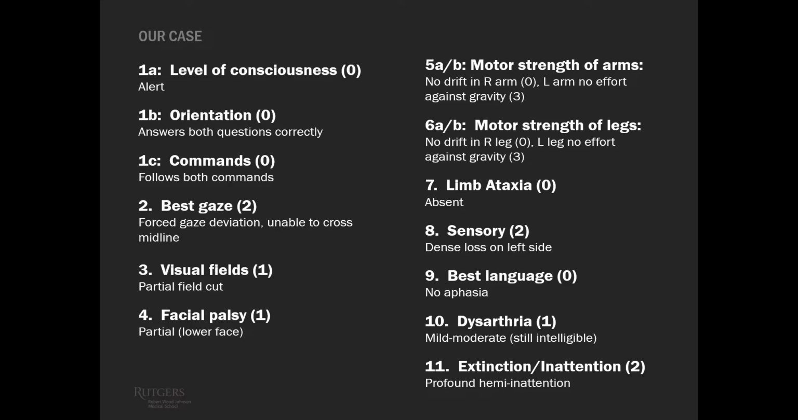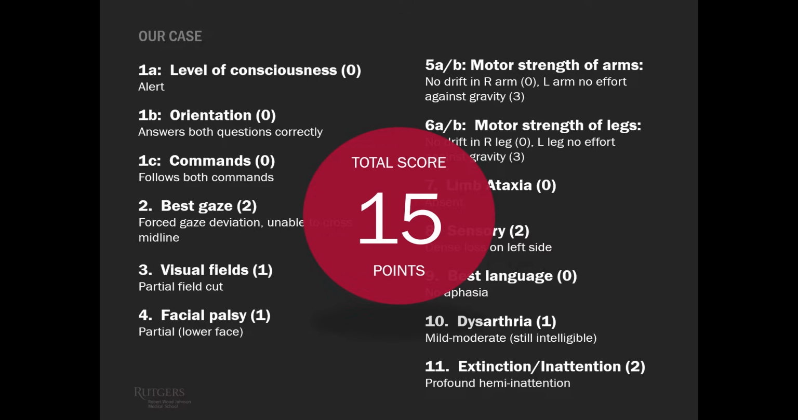On motor strength of the arms and legs, essentially the right side was normal, so he received 0 points there, but the left arm and leg had no effort against gravity. It did have a twitch of movement, so he got a 3 for both out of a possible 4. Limb ataxia, there was no ataxia out of proportion to weakness. Sensory loss, it was pretty dense, so he earned 2 points there. His articulation was impaired, so he got 1 point, but he had no aphasia. He was able to express himself, 0 points there. And he had, of course, profound neglect, 2 points. So when you add up the entire score, it's about 15 points, which correlates with a large infarction.